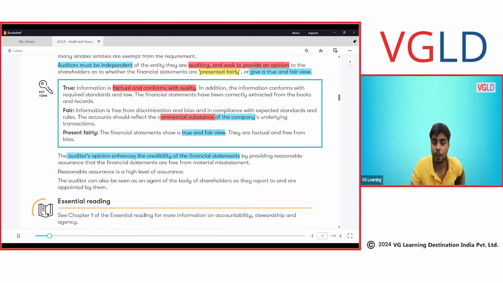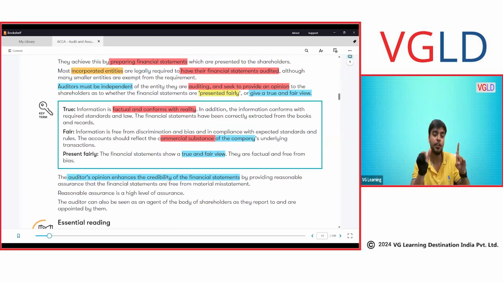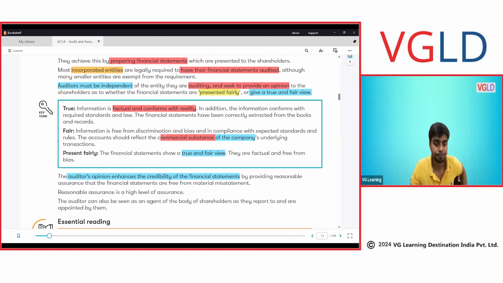The auditor's opinion enhances the credibility of financial statements by providing reasonable assurance that they are free from material misstatement. They provide a high level of reasonable assurance. Audit is reasonable assurance because we cannot check everything. We do sampling and there are judgments or estimates involved. That's why the auditor cannot give a guarantee. Audit is not a guarantee. I hope this is clear.